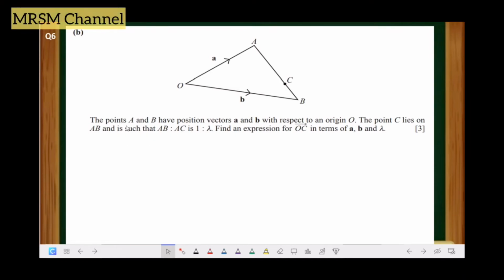So the points A and B have position vectors A and B. So we have OA and OB. We know OA is equal to A, and OB is equal to B. Then it says point C lies on AB such that AB to AC is 1 to lambda. Everyone is afraid of lambda now, right? The lambda variant. But this lambda is lambda in vectors.